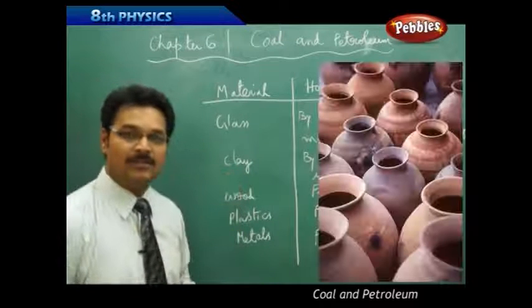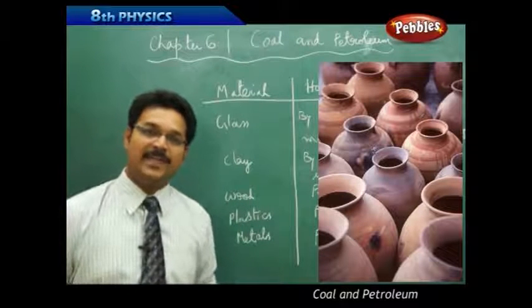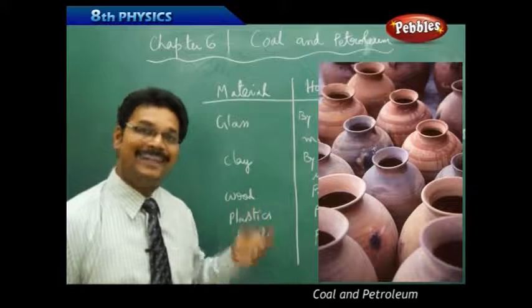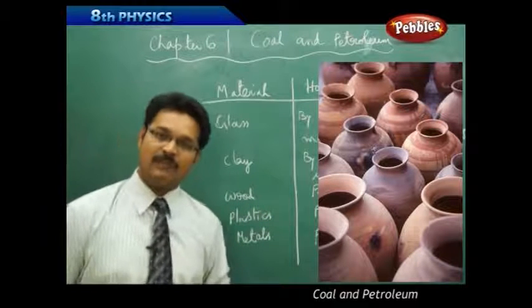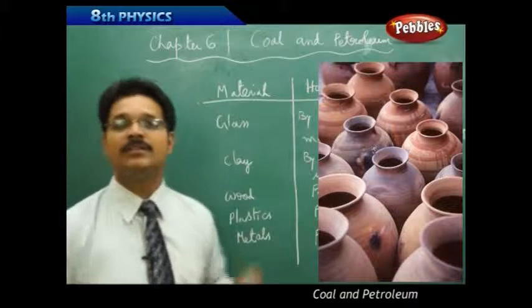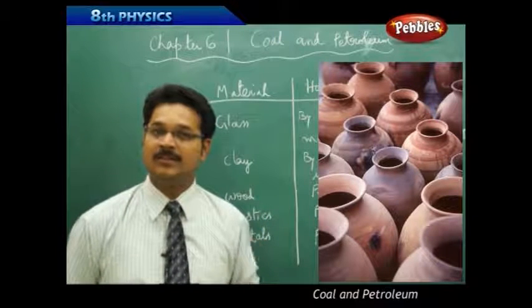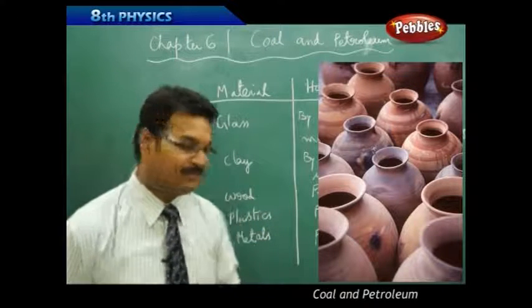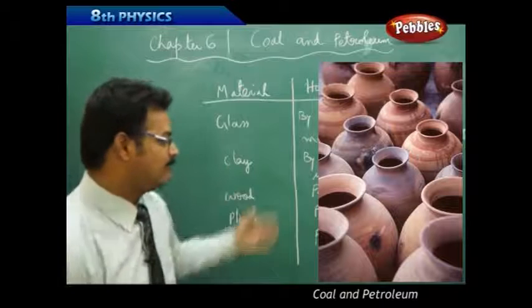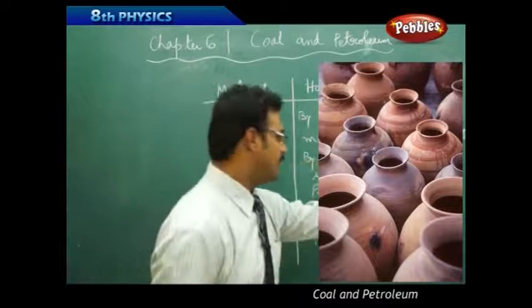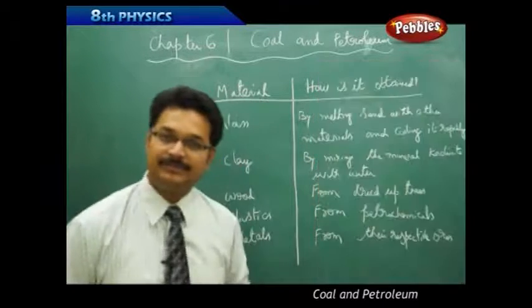Next, clay. Of course, today we do not have many items made of clay. If we have, you can find them in villages only, not in cities and towns. So clay, how is it made? It is made by mixing the mineral kaolin with water.